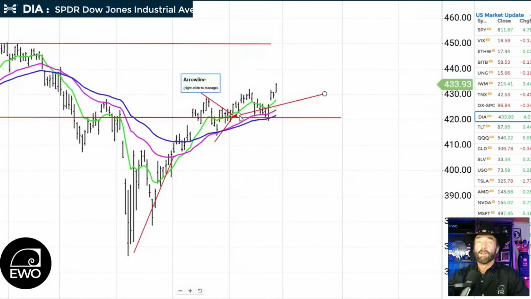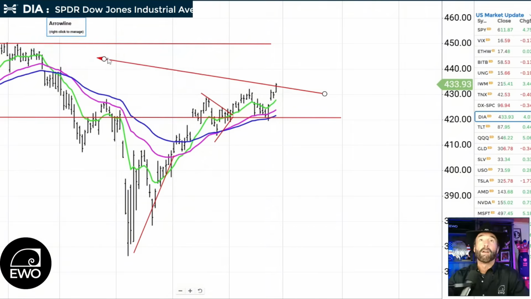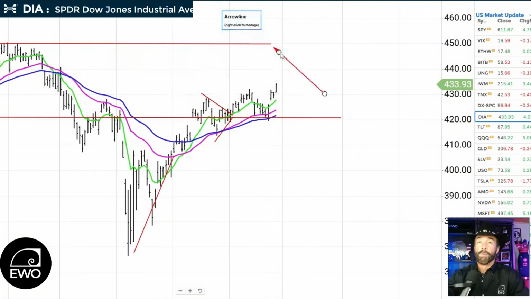Classic Elliott Wave consolidating triangle rules. It happened to coincide exactly with support at the 420 level and coincided with the 50-day moving average. So we broke out, tested a triangle, tested support, and tested the 50-day moving average all at the same spot, and we've rallied higher from there. And what I was saying was, you see all this clean air here up to resistance at 450.